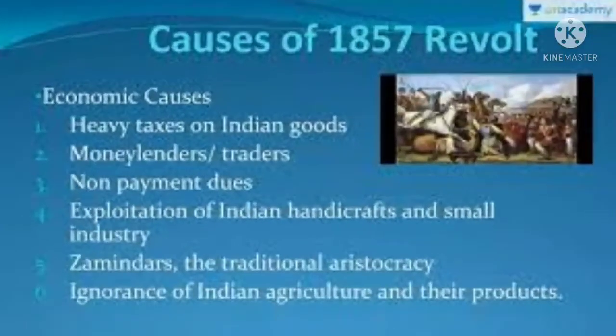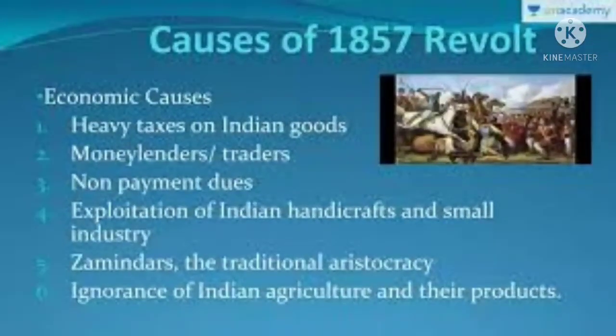First, economic causes. It is one of the main reasons because farmers suffered due to high revenue demand and strict policy of its collection. Farmers often borrowed money from moneylenders to pay. If they were unable to pay back the loan, moneylenders took away their land.